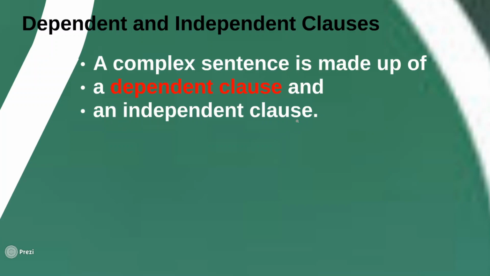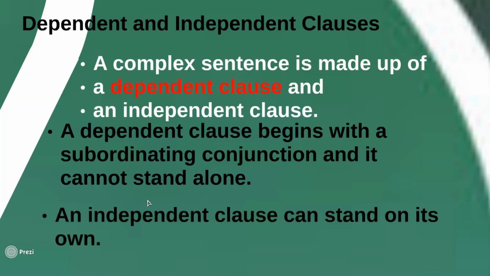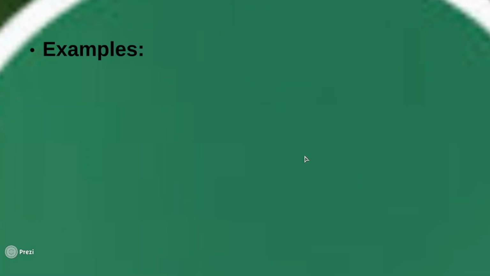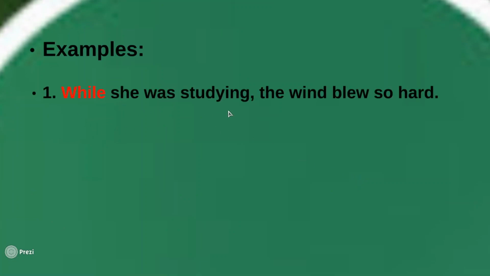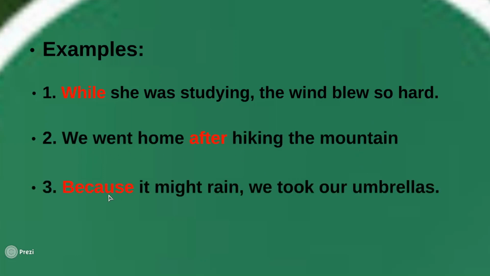So let's talk about what a dependent clause is first. We just finished this. A dependent clause begins with a subordinating conjunction and it cannot stand alone. I've discussed this just a while back. And finally, what's an independent clause? It can stand on its own. So let's discuss some examples. All right. So here, number 1, while she was studying, the wind blew so hard. Number 2, we went home after hiking the mountain. Number 3, because it might rain, we took our umbrellas.